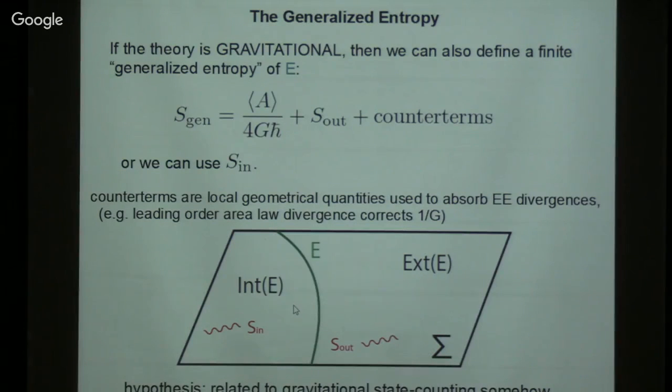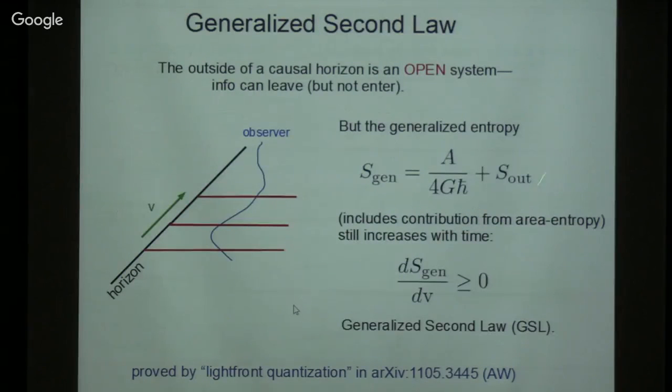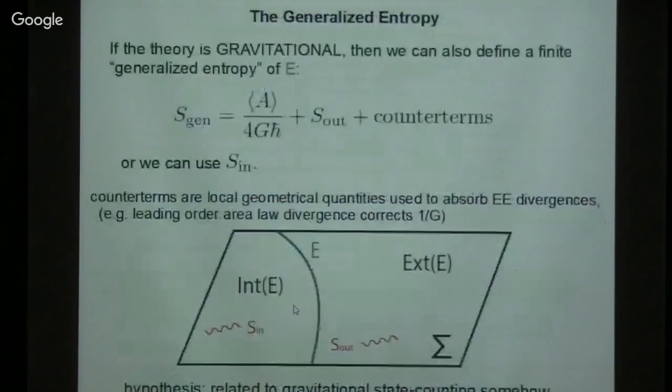We're good to go. So if your theory is gravitational, then we actually want to define, for purposes of this generalized second law, a finite quantity, because black holes should have a finite amount of entropy. And we can do that by just taking what we did before. We take the area of the black hole, which, because it can now be slightly modified by quantum fields, I've put an expectation value around it. And we add this entropy outside and some short list of counterterms that are local geometrical quantities.